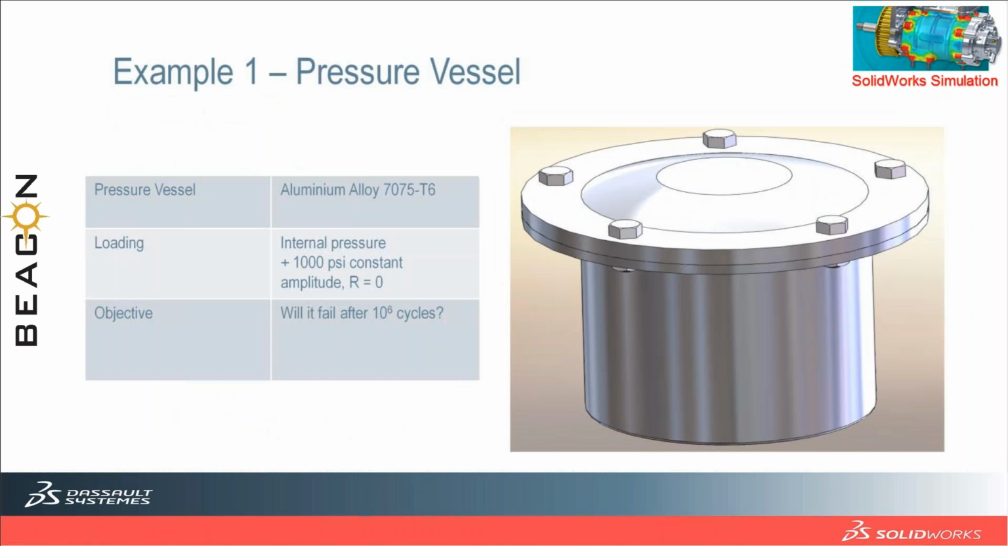Now let us go for one simple example on a pressure vessel. Its objective is to find out whether it's going to fail after 10 to the power 6 cycles. What are the loading conditions? It's an internal pressure of 1000 psi, and it's zero-based. When you have R equal to 0, it means the testing is zero-based, and the pressure vessel is made of aluminum alloy.